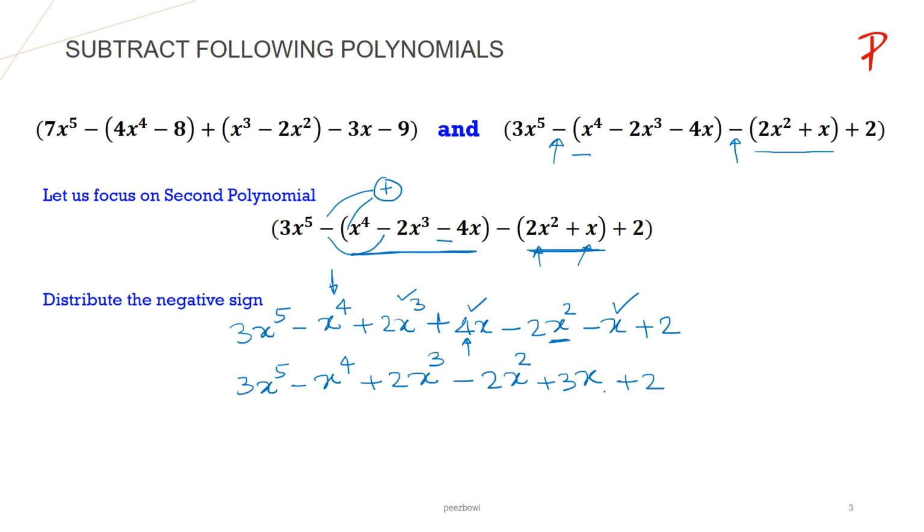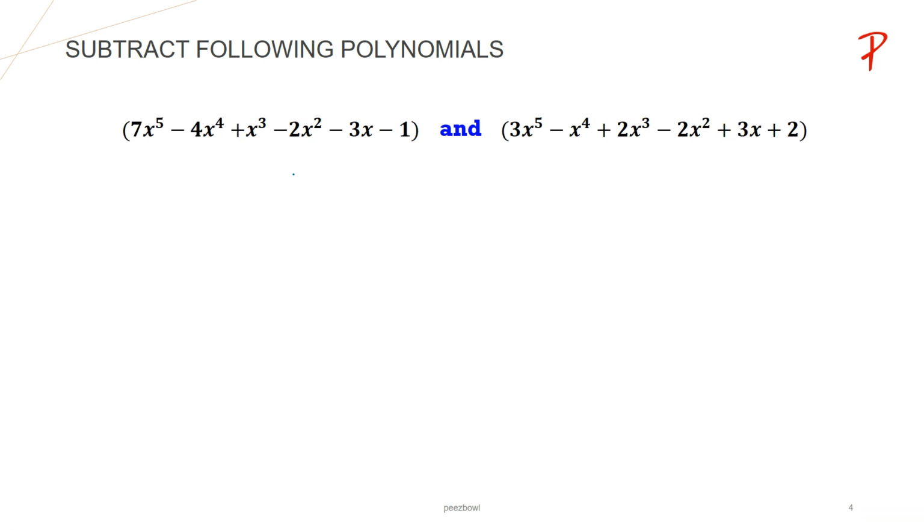So this is how we are going to distribute the negative sign and then arrange all these terms to get the final result. So this is the second polynomial we have solved. Okay. So you have seen we have solved the first polynomial. You have seen we have solved the second polynomial. Now I am going to write the simplified term for both these polynomials in order to perform the subtraction. Okay. So this is what we got after simplifying both the polynomials.